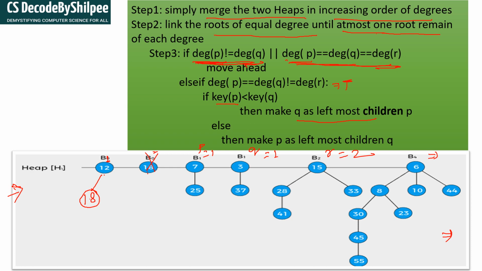Check that. Here key value of P means, suppose previously there was a tree with a single node, so we were just directly checking the value. If it is a tree with multiple nodes, then we just check the root value. So P's root value is 7 and Q's root value is 3. Which one becomes the leftmost? Here Q's value is lesser, so we are going to make P the leftmost child.